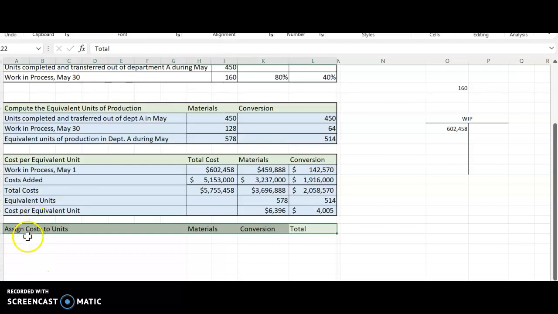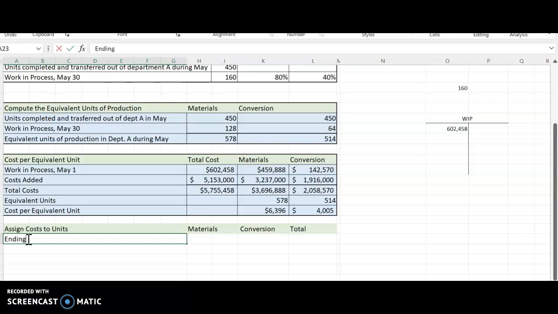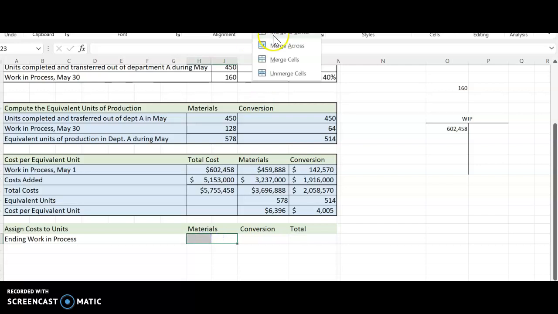All right, so our ending work in process. I'll type it out so we know what we're doing here. Our ending work in process in units, that's what we want to do. So we want to look at what we had up here. Our ending work in process for materials was 128, and for conversion, it was 64.